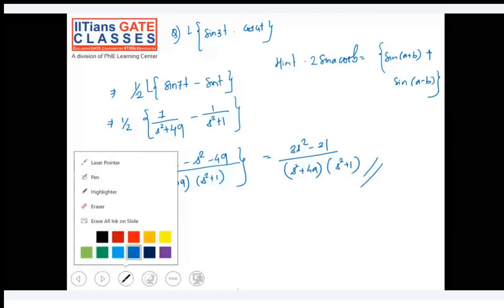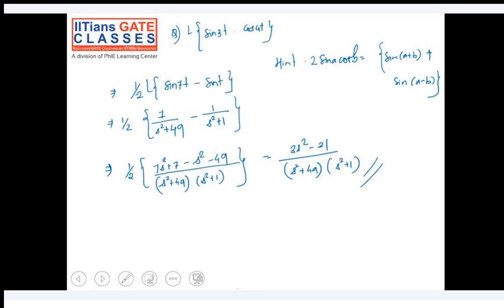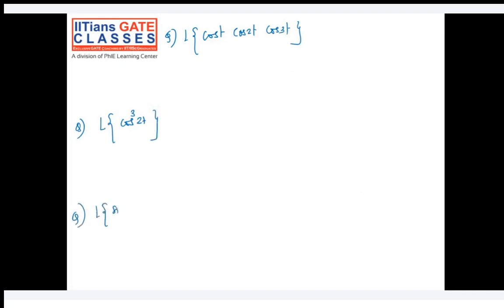Let me give one question. I just need your approach. I'll not go into the solution part. So this question you understood, sin 3t into cos 4t. On that basis, a couple of questions I have: cos t, cos 2t, and cos 3t. Can you tell me how you will solve this? The Laplace transform of cos cube 2t, and the next question will be, let's say, the Laplace transform of sin raised to the power 4 of t. Can you solve these questions on the same logic?